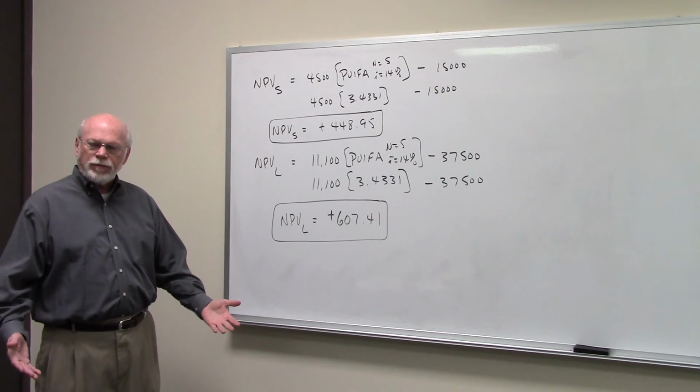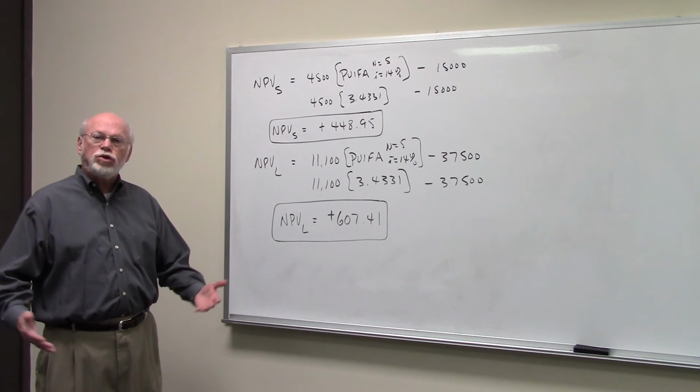So if you had to choose between these two projects, you choose the one that indeed gives you the greatest net present value. These are mutually exclusive projects. You can only choose one.